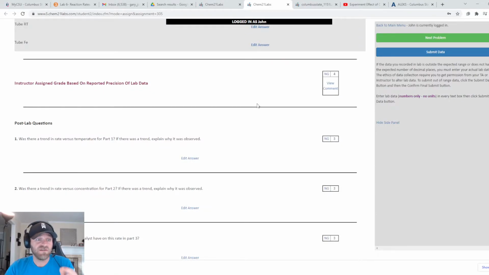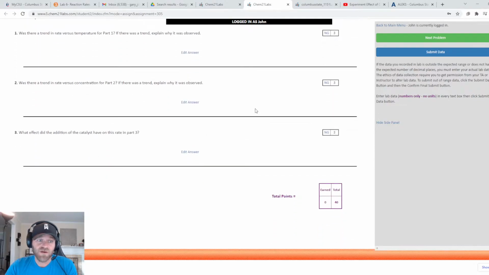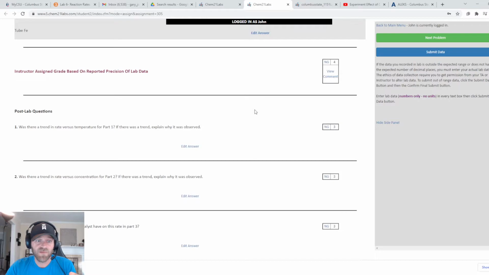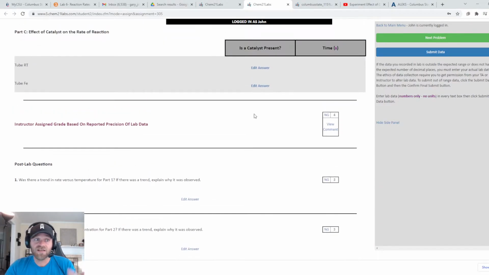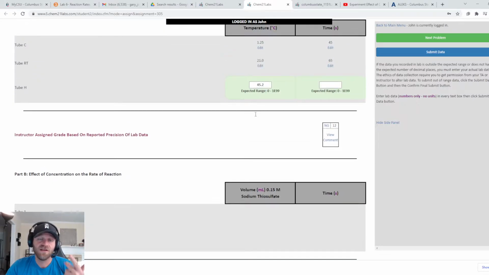Now, you still need to be able to answer the post lab questions, okay? These post lab questions you should be able to answer based on your knowledge about what temperature does to the rate of reaction, what adding a catalyst does to the rate of reaction, and what changing the concentration does to the rate of reaction.